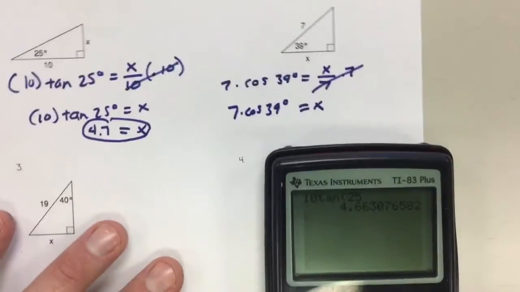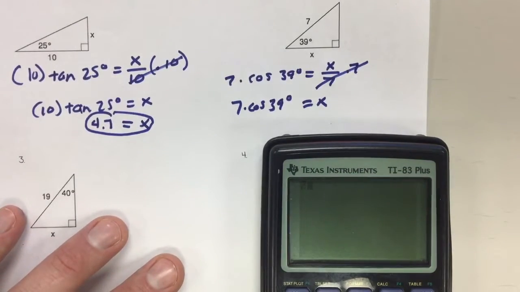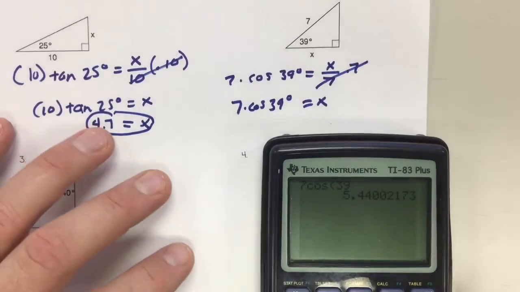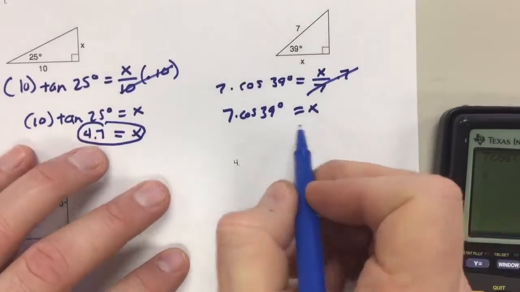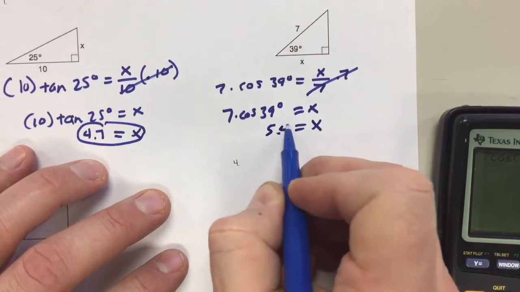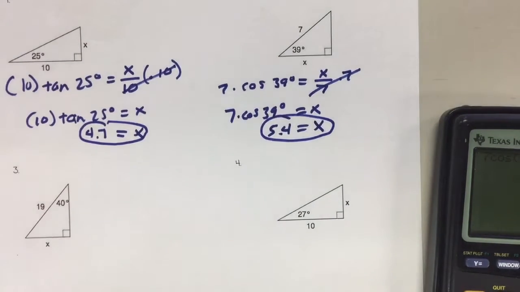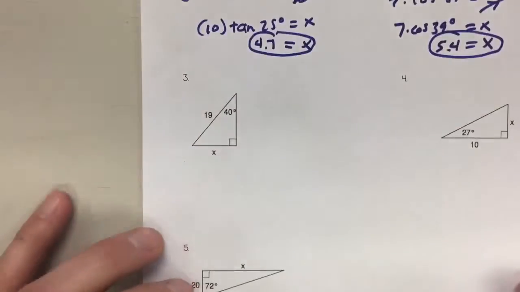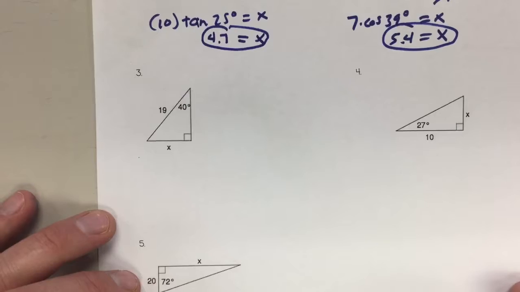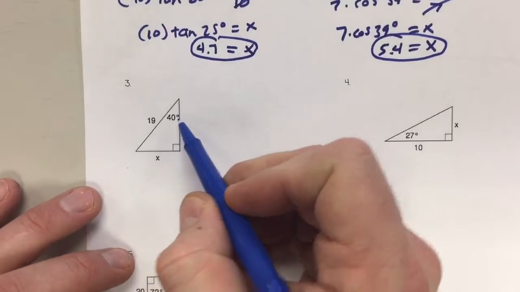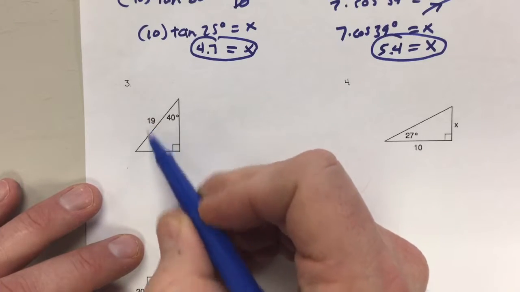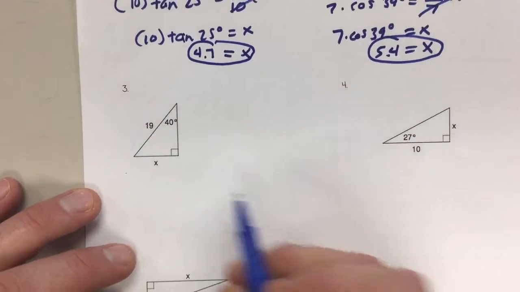So on my calculator, I'm simply going to type in 7 cosine 39. And I get 5.44, so I can round that to 5.4. So I think the hardest part of this is simply identifying which trig identity you're using, sine, cosine, or tangent. So number 3, there's my angle 40. This is the opposite side from 40, and this is the hypotenuse.